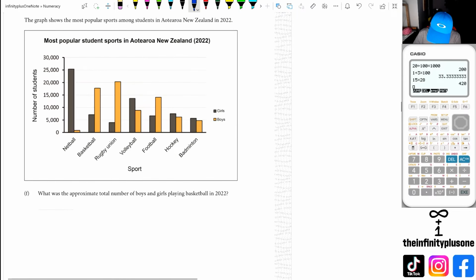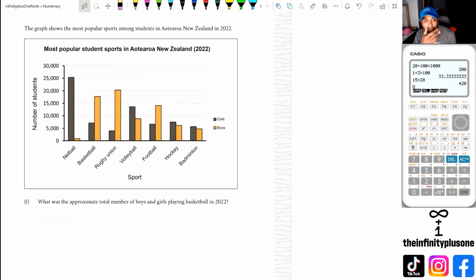Okay, so 2F, we've got a graph that shows the most popular sports among students in New Zealand in 2022. Girls, boys, wow, netball really stands out. What was the approximate total number of boys and girls playing basketball in 2022? So we're looking at just basketball. So that is roughly there.